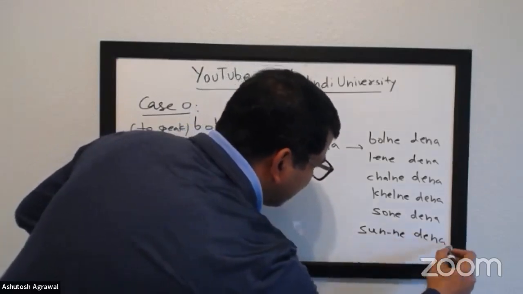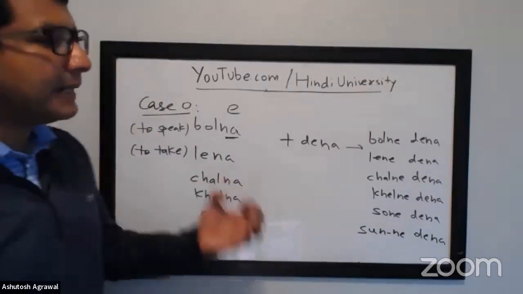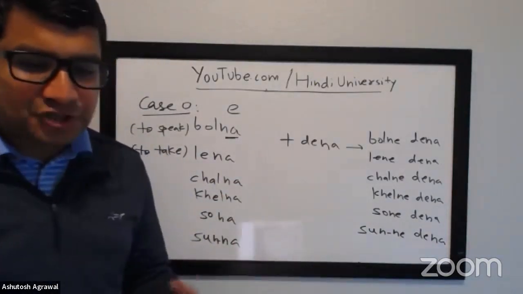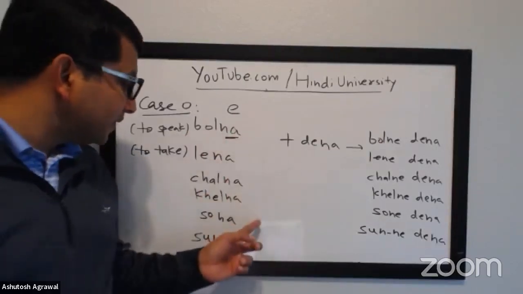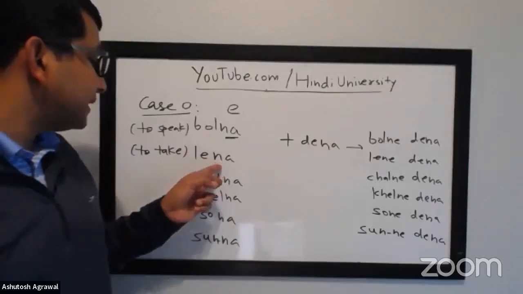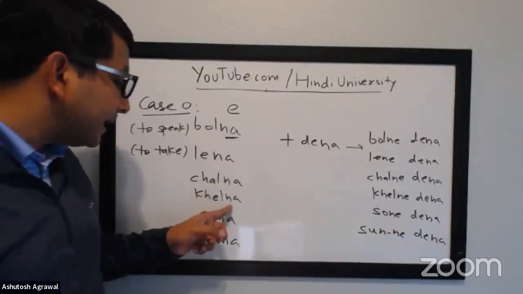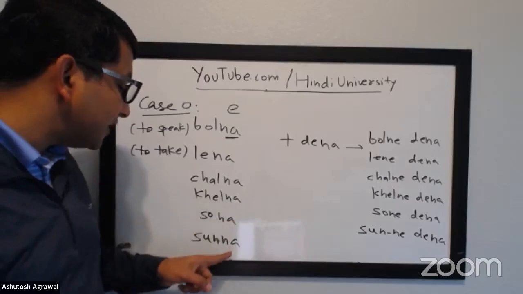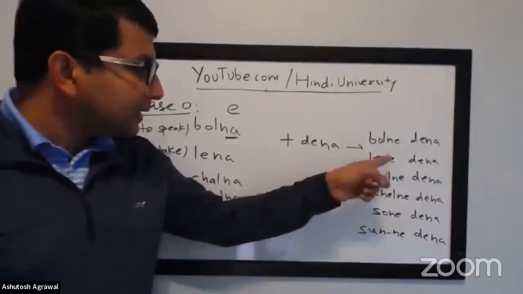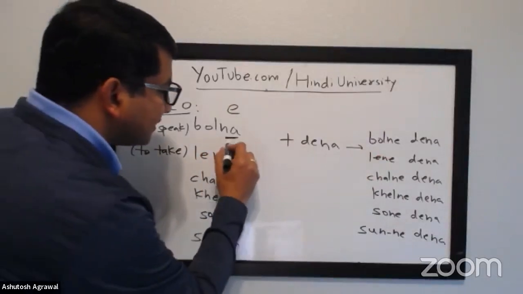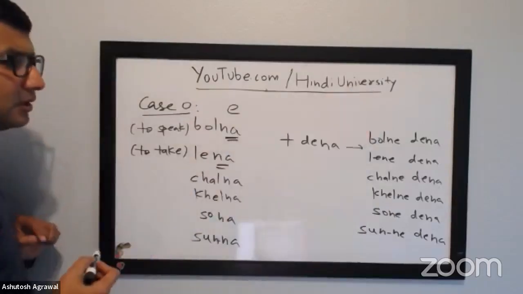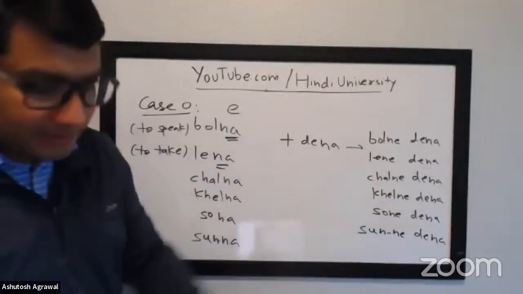So you see, at least by now you got the pattern, right? Even if you don't know the oblique case, you know that something is changing in the main verb. Bolna is to speak, lena is to take, chalna is to walk, khelna is to play, sona is to sleep, and sunna is to hear or to listen. When you add dena next to it, the stem of this verb changes into a sound, and this is the final form, the infinitive form.